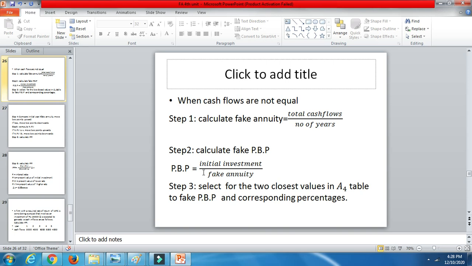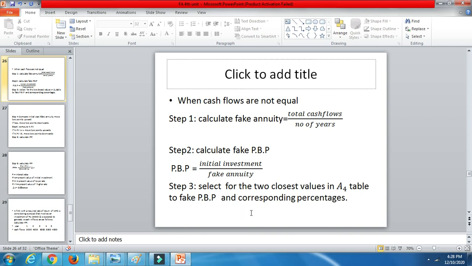You need to calculate, first, the fake annuity. The formula for that is total cash flows divided by the number of years. Then step 2 is to calculate the fake payback period. For the fake payback period, take the initial investment given in the question and divide it by the first step, the fake annuity. You will get some value, some payback period, a number of years.